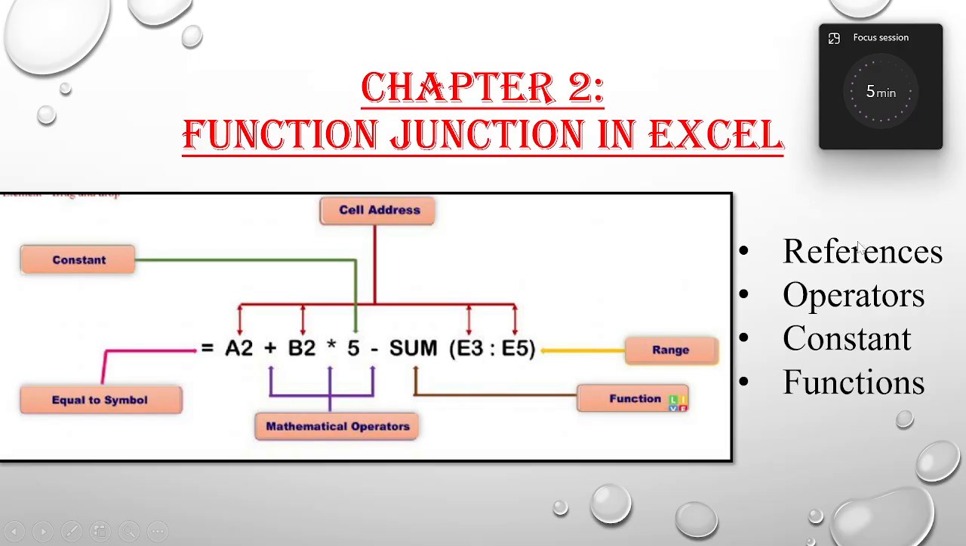We'll come across these references at the end of this chapter. So in the next coming videos, we will see more about references. So all these cells that we mention in the formula are called cell addresses, or they are also referred to as references. Next, we have constants. That means any value that you are specifically mentioning, which is fixed, which is not changing.